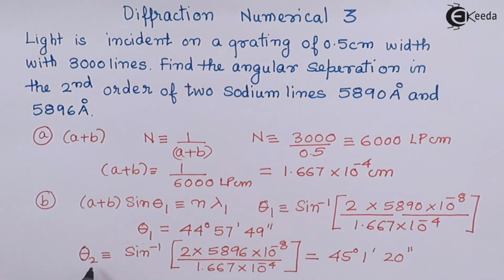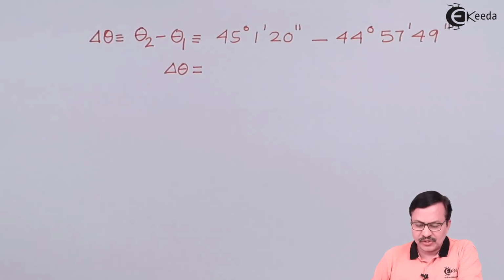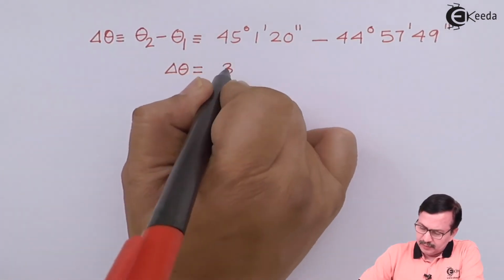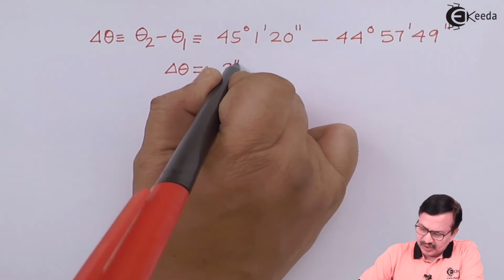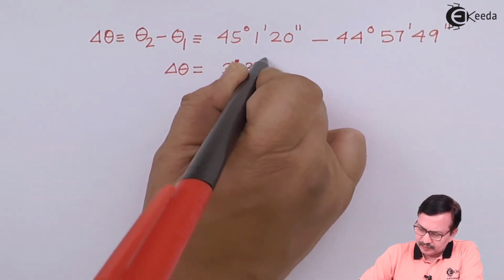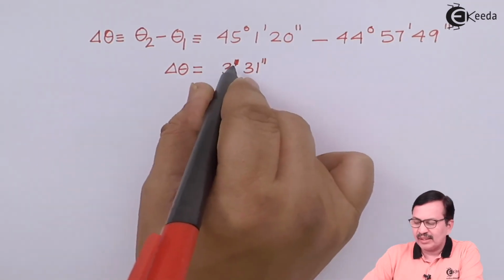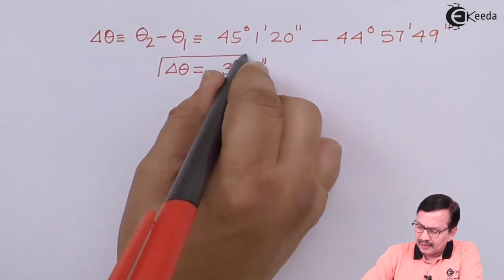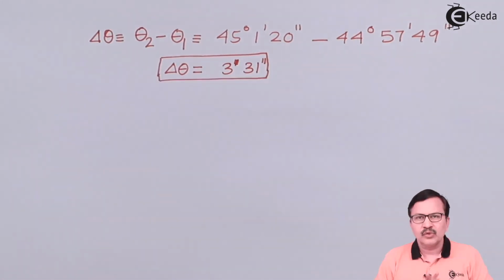Now, in order to find out the angular separation, this angular separation is nothing but theta 2 minus theta 1. It works out to 3 minutes and 31 seconds. So this gives you the angular separation between the two wavelengths 5890 and 5896 of the sodium lines.